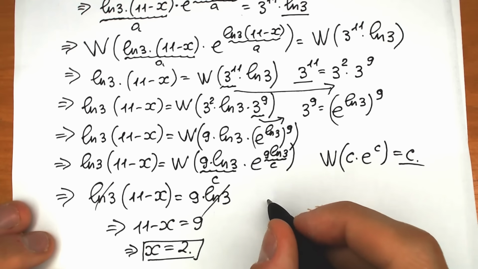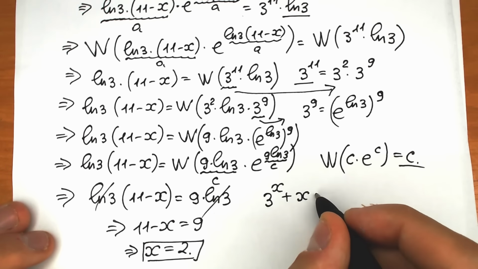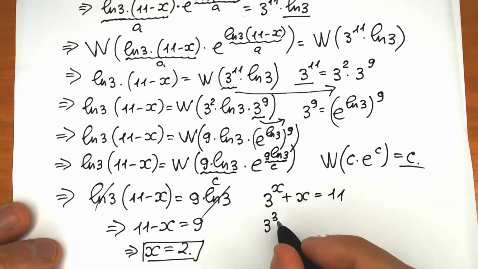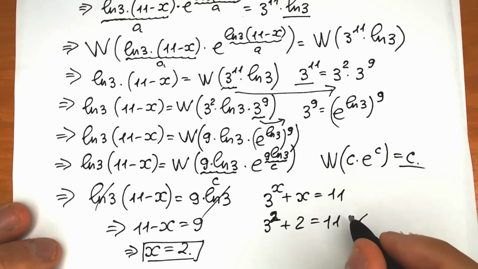We can also check this solution. What do we have in the beginning? We have 3 to the power x plus x equal to 11. Let's plug in this x equal to 2. So we have right here 3 square plus 2 equal to 11. Yeah, this is absolutely correct solution.